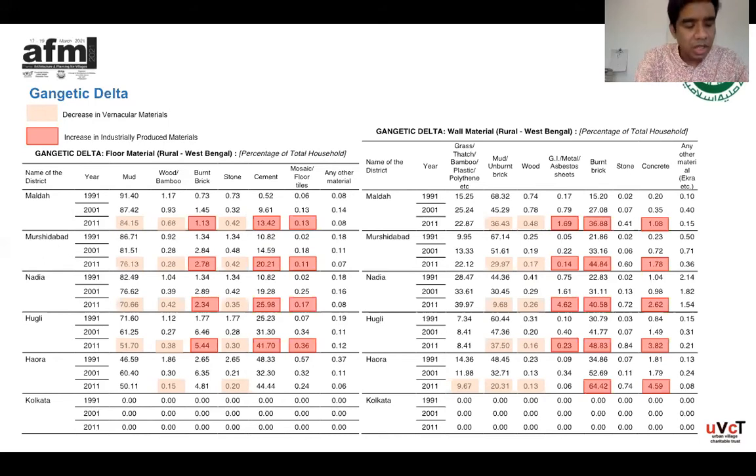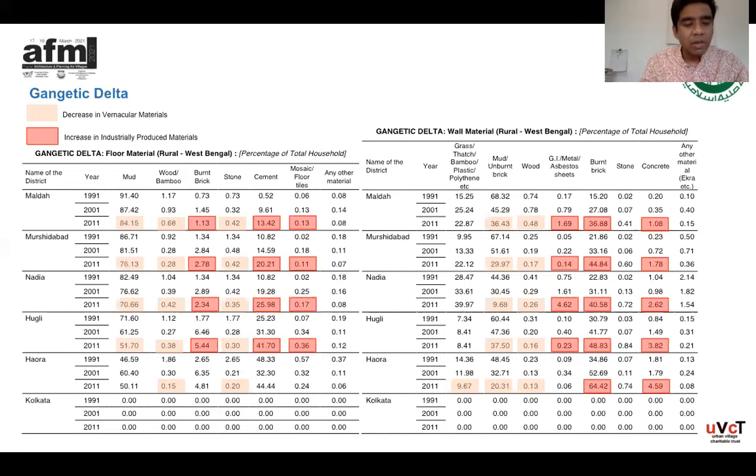The predominant flooring material used in the Gangetic Belt is mud. Cement, on the other hand, is the next predominant material used in floor constructions. Malda, Murshidabad, and Nadia have witnessed a sharp increase in the last 2 decades in the use of cement. The use of stone, wood, and bamboo has decreased, and there's a gradual increase in the use of mosaic and floor tiles and burnt bricks.